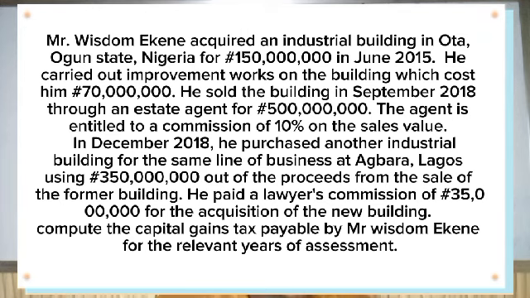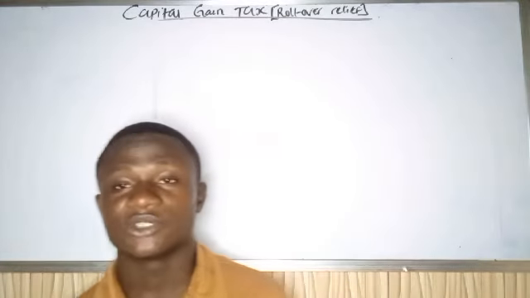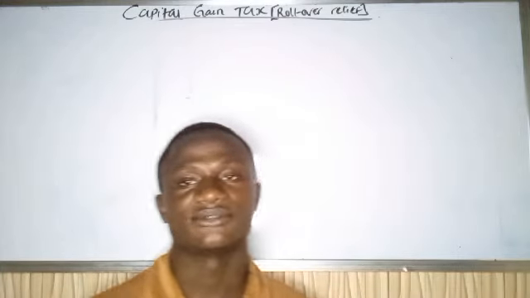So we are required to: A, calculate the capital gain tax payable by Mr. Wisdom Ican for the relevant years of assessment. So from this question, you've seen it. If you don't get the question, please pause it or take it back and read it very well. So we want to calculate Mr. Wisdom's capital gain tax, including rollover relief.